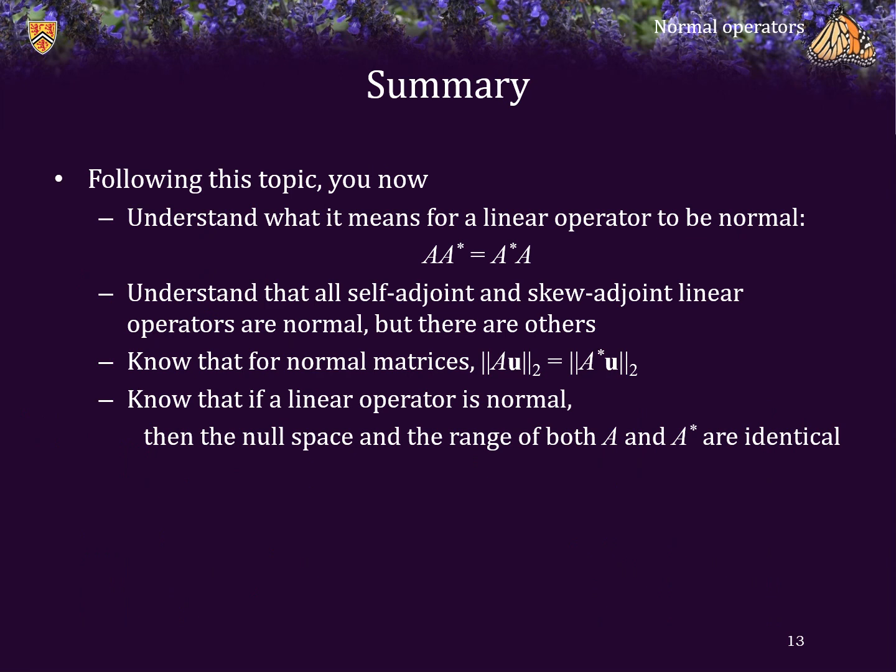Following this topic, you now understand what it means for a linear operator to be normal. That is, A times its adjoint is equal to the adjoint times A. You understand that all self-adjoint and skew-adjoint linear operators are normal, but that there are others as well. You also know that for normal matrices, the 2 norm of A times any vector is equal to the 2 norm of the adjoint times that same vector. This is not the case in general. You also know that if a linear operator is normal, then the null space and the range for both A and its adjoint are identical.